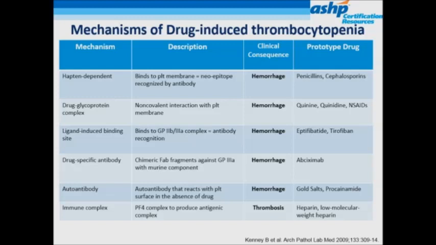That foreign material that has been created, that's called an epitope, and that's what the antibodies are reacting to. And so you can see that for the most part, when we think about drug-induced thrombocytopenia, what we're worried about is hemorrhage. The majority of these mechanisms all could result in hemorrhage, with one exception, and that's heparin and low molecular weight heparin, which we all know is HIT, and with HIT, we're not worried about bleeding, we're worried about thrombosis, right? So I think that's what you were all worried about.